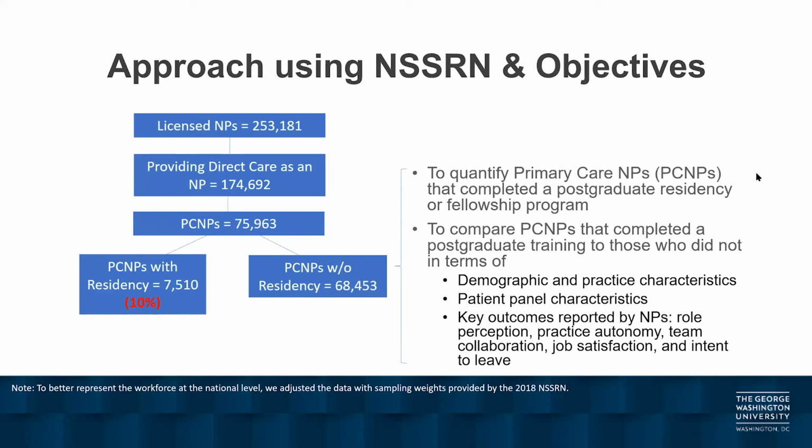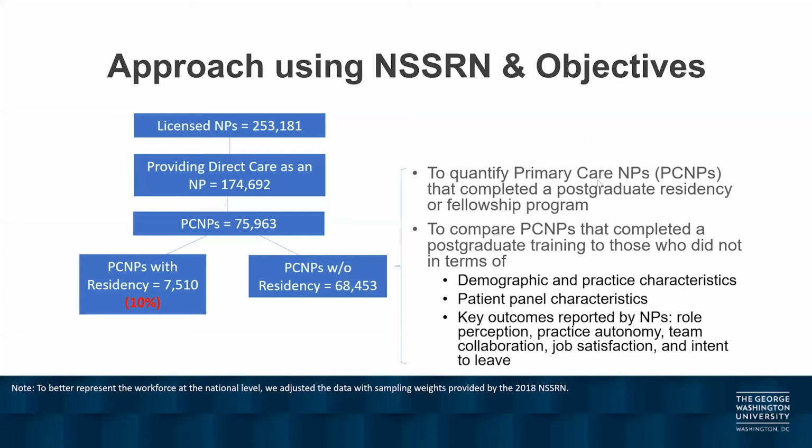So the objective of this study was twofold. The first, to quantify the primary care NPs that completed postgraduate training programs. In this study, we focused on NPs who are actively practicing in primary care. In doing so, instead of using the field of their NP education, we used their clinical specialty area in which they were spending most of their patient care time. By using these definitions, we identified about 76,000 PCNPs nationwide, and about 10% of PCNPs completed the residency training.